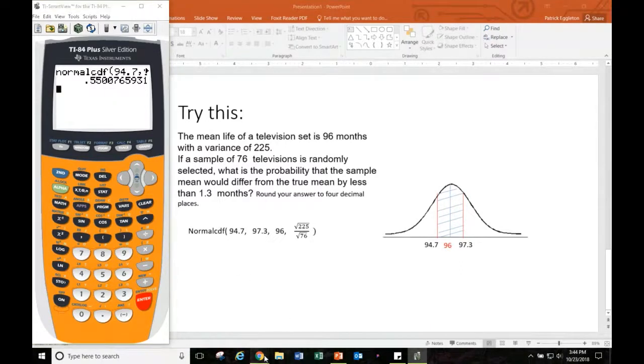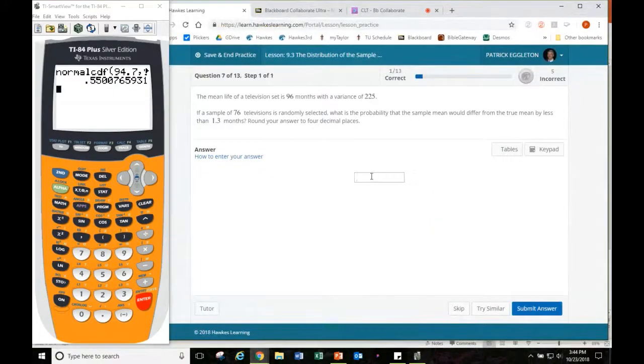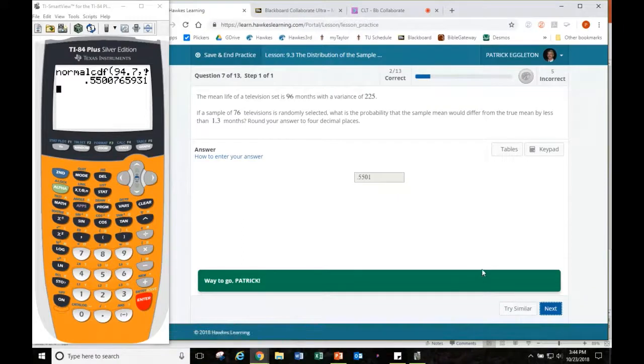So I can go back to my Hawks then. 0.5501. We'll submit our answer. Way to go. So I hope that you can do the rest of your problems in a similar way, finding your probabilities using the area under the normal curve, which is normal CDF on our calculators.